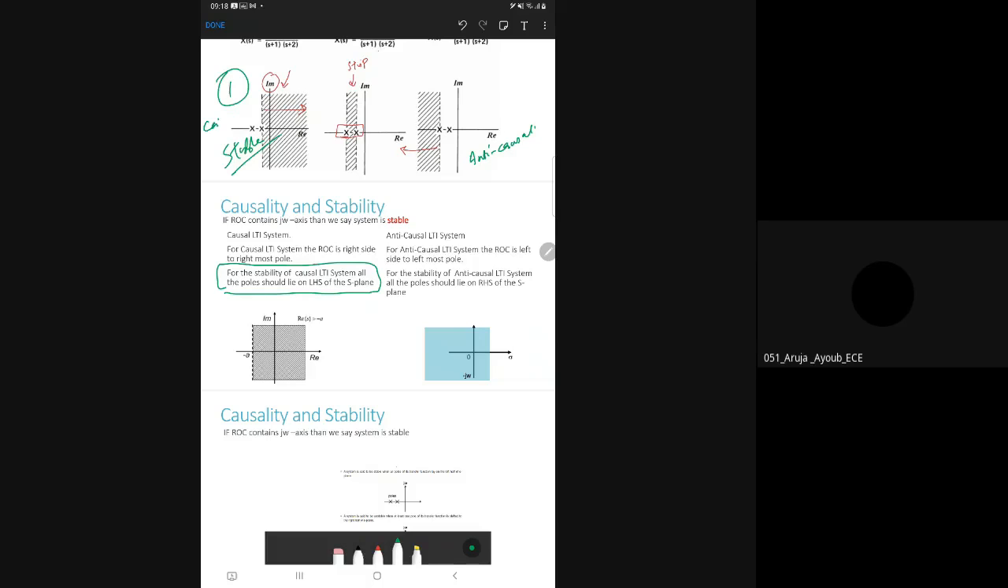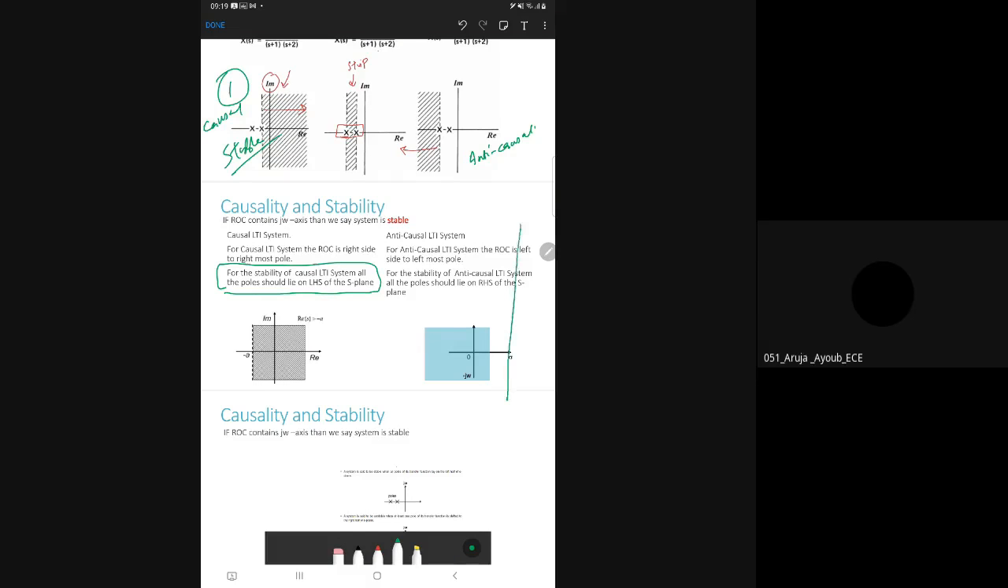This is causal system. This is the difference between the two. For anti-causal linear time invariant system, the region of convergence is left side to the leftmost pole. And for the stability of anti-causal linear time invariant system, all the poles should lie on the right hand side of the S-plane. They should lie on the right hand side of the S-plane.